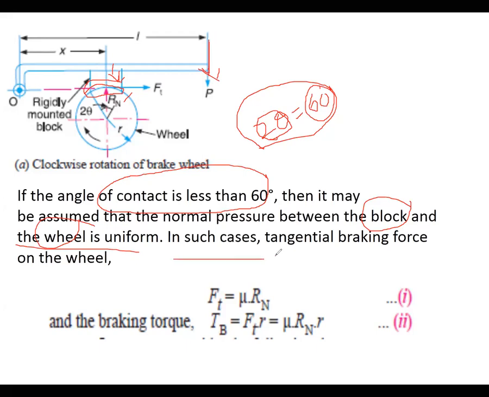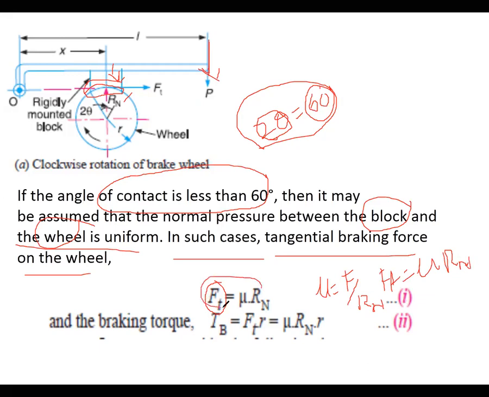In such cases, the tangential braking force on the wheel is F = mu Rn. We know that mu, the coefficient of friction, is the ratio of force to normal reaction. So the tangential force is mu into Rn, where Rn is the normal reaction. This is the tangential force. Once we know it, we can find the braking torque.